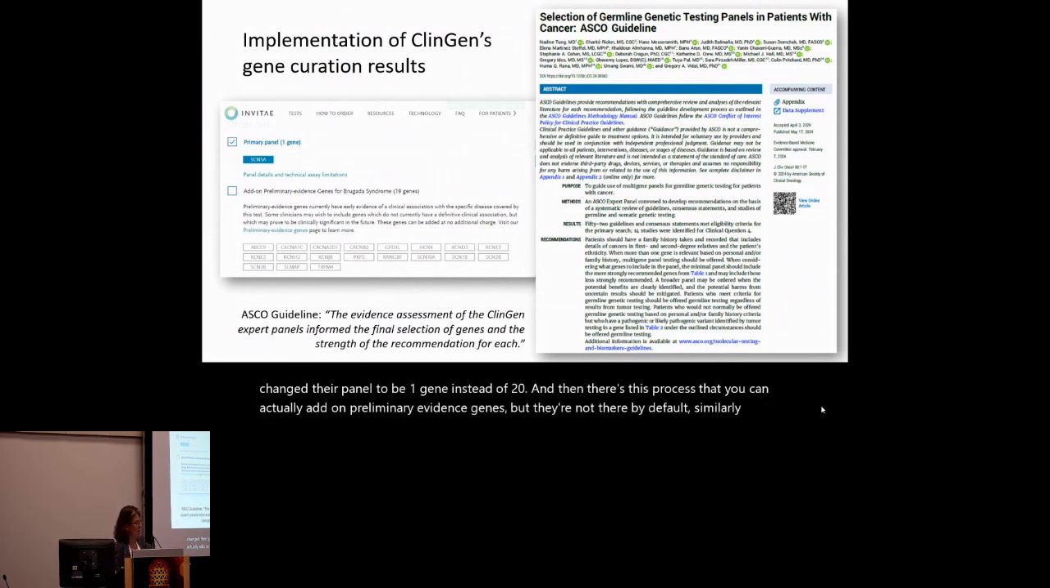Similarly, the ASCO guidelines just recently came out guiding labs as to what genes to put in panels, and those very heavily draw from the ClinGen guidelines and the curation of the genes that have been done by ClinGen to guide what genes go into tumor and cancer panels.